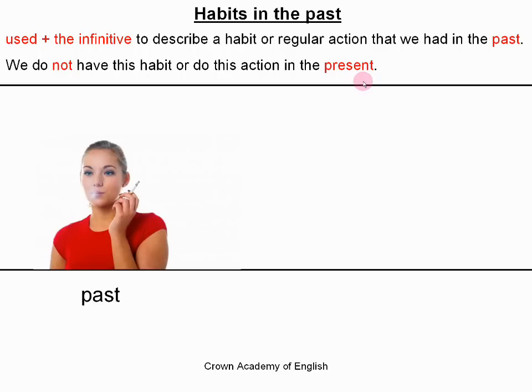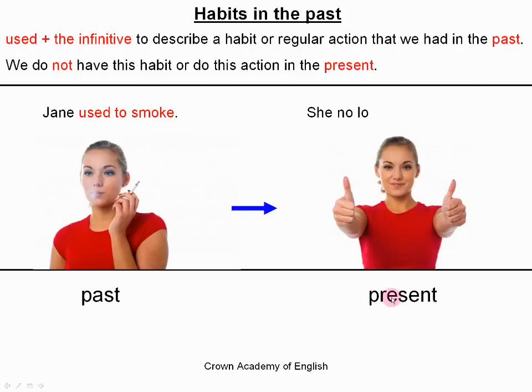Example, in the past, this is Jane, and in the past, Jane used to smoke. And in the present, good news, she no longer smokes. So she has stopped smoking. She is now a non-smoker. But in the past, so a regular habit in the past, Jane used to smoke.